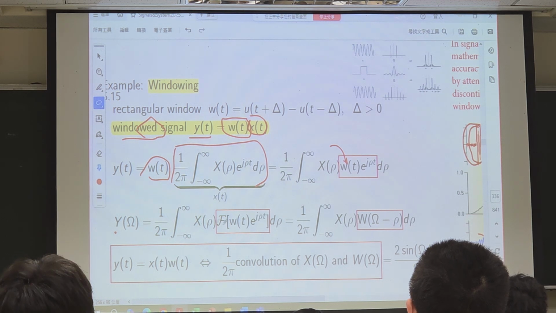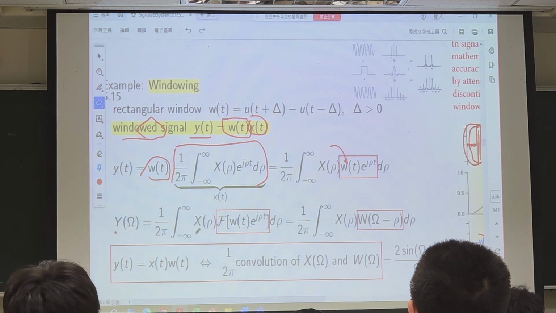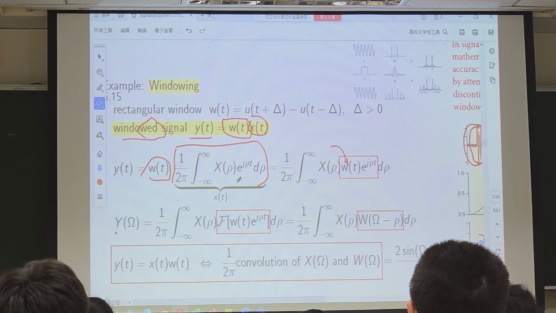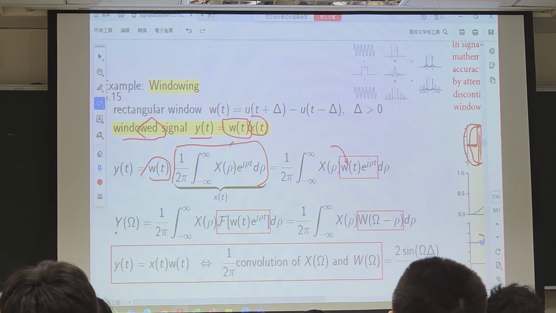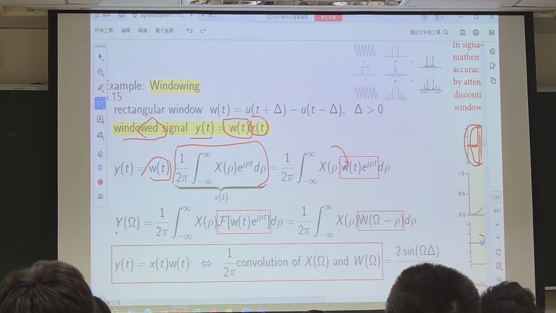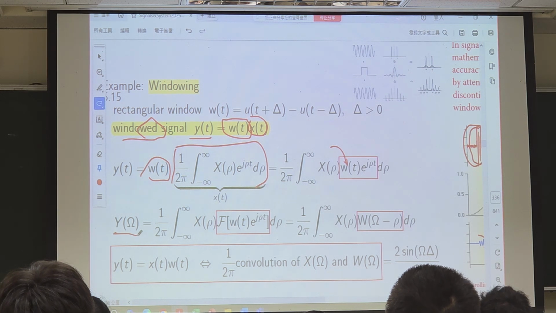And you can see that this becomes the integral of x of rho, the dummy variable, times the Fourier transform of w of t times this exponential function. One more time, let me repeat that. This is crucial but very important. It looks simple, but it is very important to say that y of t is equal to w of t times x of t. And then we can move w of t into the integration. Okay, so far so good. We didn't do anything, just moved the function into the integral. And then we take the Fourier transform of y of t.